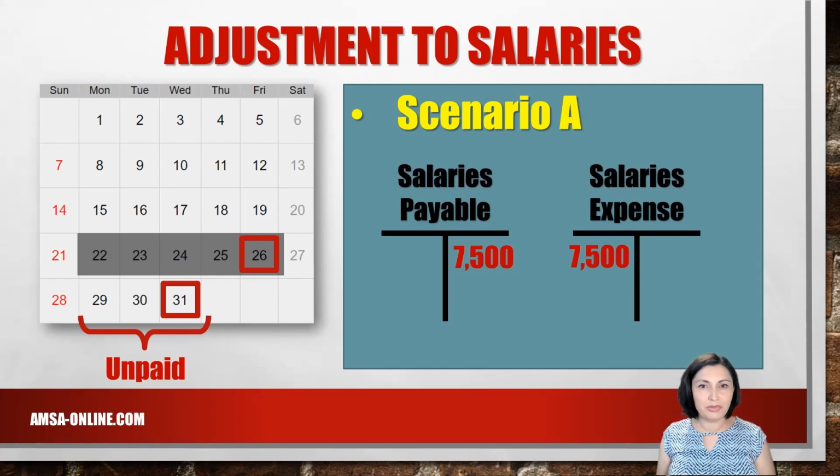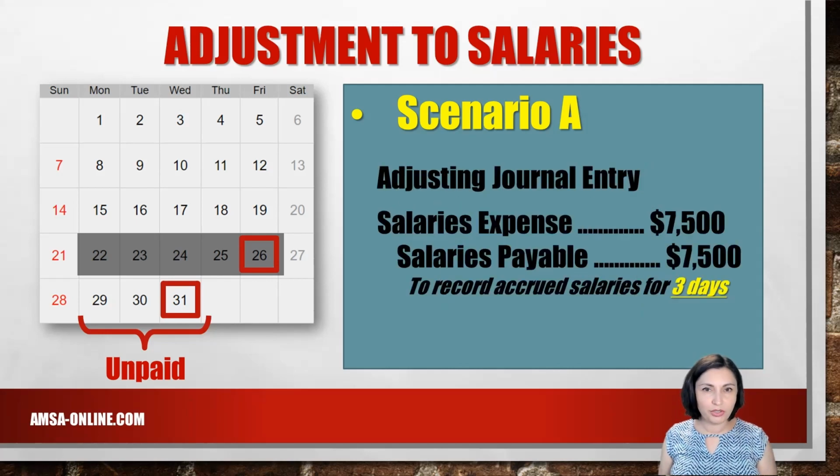We know that liabilities increase by credit and expenses increase by debit. If you need to review the rules of debit and credit, I'm posting the link here and in the description to this video. We record the following adjusting journal entry as follows: $7,500 debit to the salaries expense account and $7,500 credit to the salaries payable account.